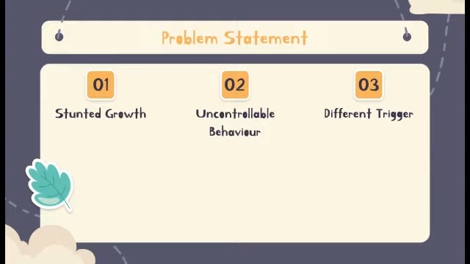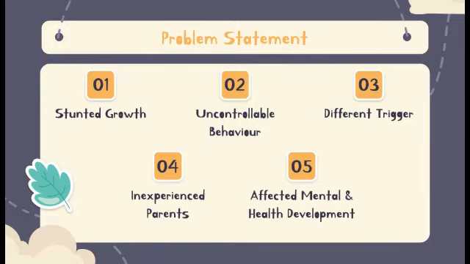Third, different triggers. How do you keep intact everything inside your tiny mind? You cannot. This is when this system came to the rescue. Next one is inexperienced parents. This system is not only focusing on the caregivers, it also can help these inexperienced parents by providing knowledge, tips and guidance on how to take care of autistic children. And the last one is the autistic child has affected mental and health development. Another function is to discover this emotion.